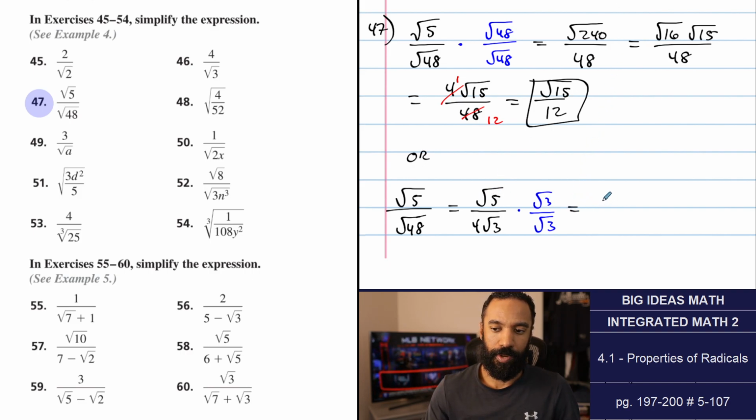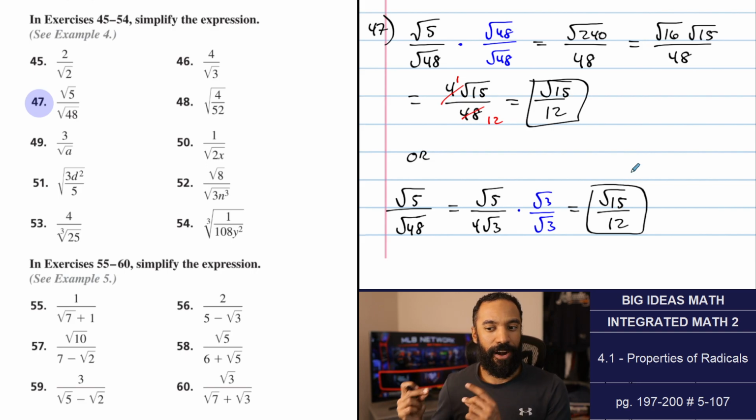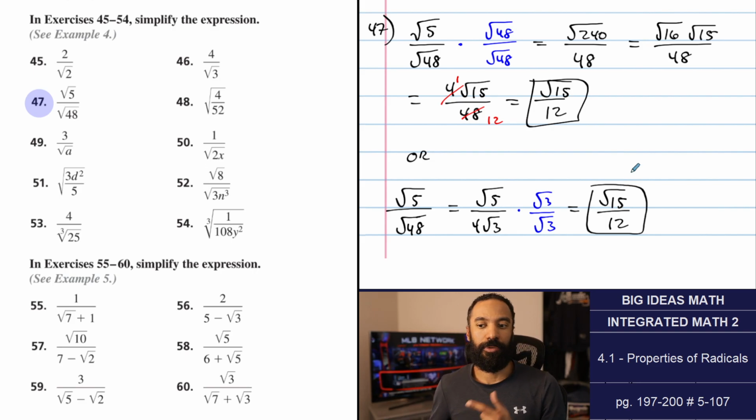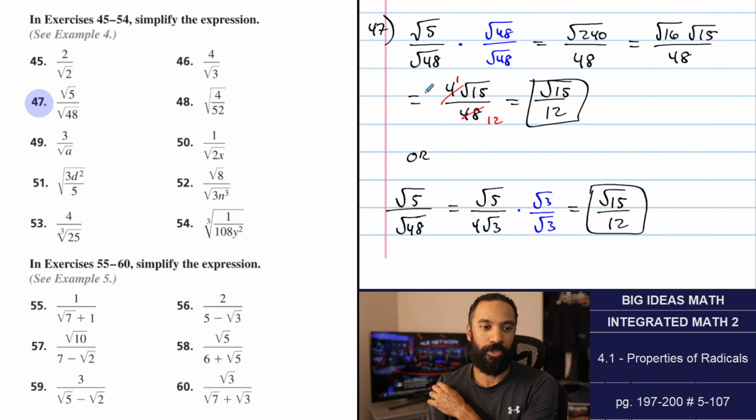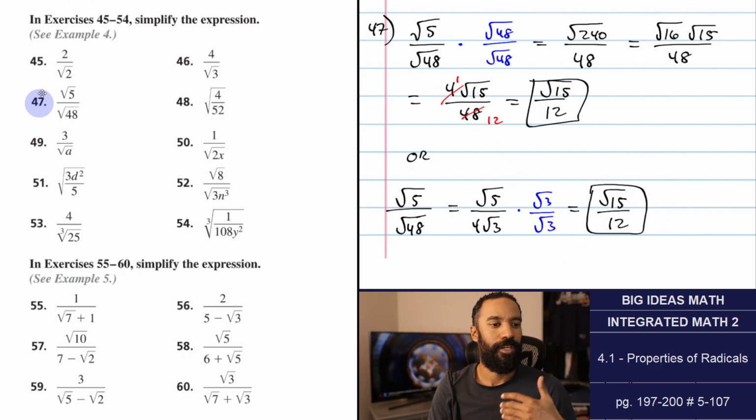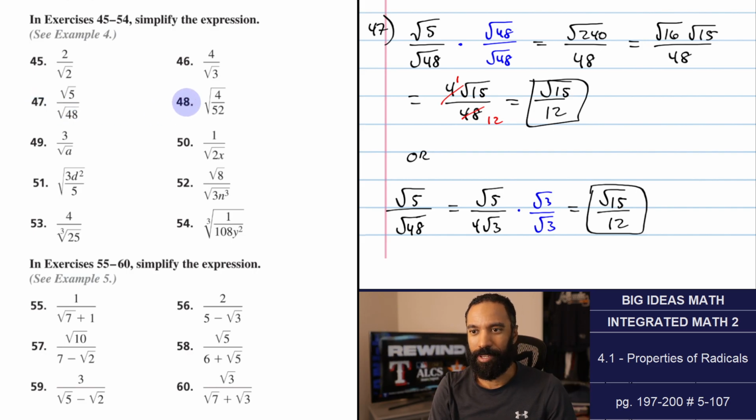Root 5 times root 3 is root 15. Root 3 times root 3 is 3, and 4 times 3 is 12. So I'm done there. Much faster, much smaller, much simpler. That's what I like to do first. I like to simplify first, make my numbers smaller. So this OR, you're going to see me only do the OR exclusively as long as I can handle what's going on underneath, if that makes sense.